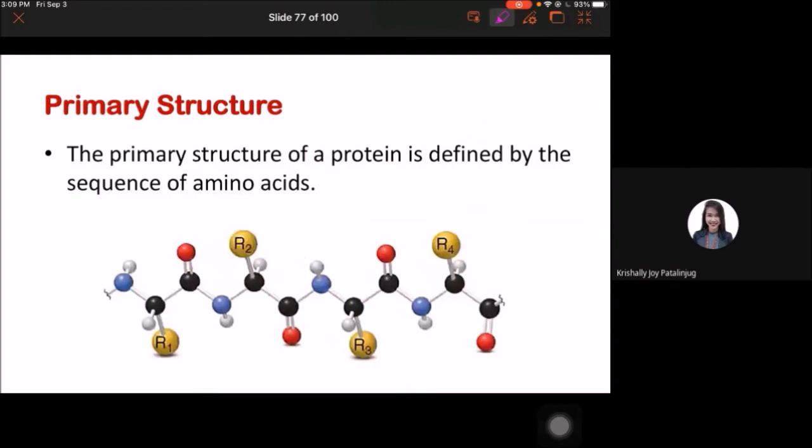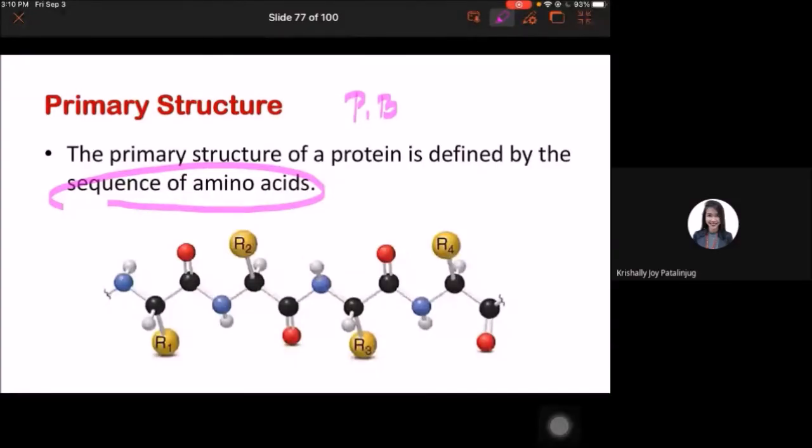Now recall, I have mentioned that the key word for the primary structure of a protein is amino acid sequence. The amino acids in a sequence, recall, are being held together by a bond. And that bond that connects amino acid to amino acid to amino acid is what we call the peptide bond. Let me ask you, what type of bond is this? What functional group is a peptide bond? Yes, this is an amide bond.